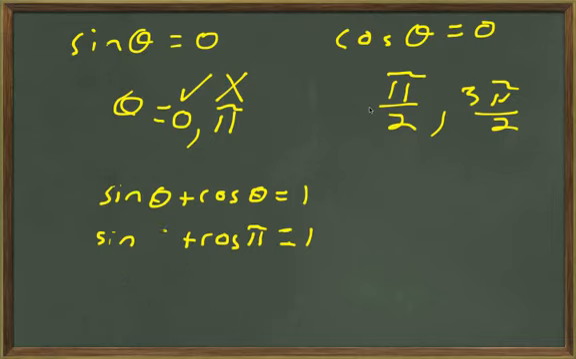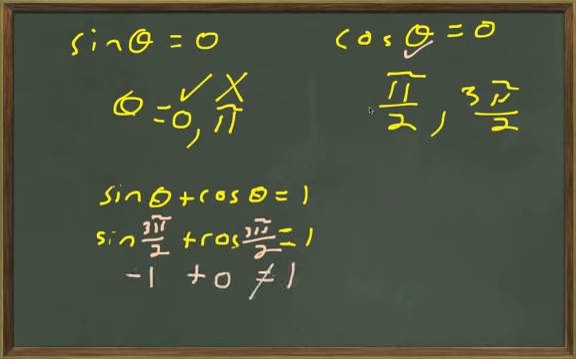Now let's give pi over 2 a shot. Sine of pi over 2 is 1, cosine of pi over 2 is 0, and this equals 1, so that works. Now, last but not least, let us try 3 pi over 2. If we plug this in, this gives us negative 1 plus 0, and that does not equal 1, so that does not work. So our two that work are 0 and pi over 2.